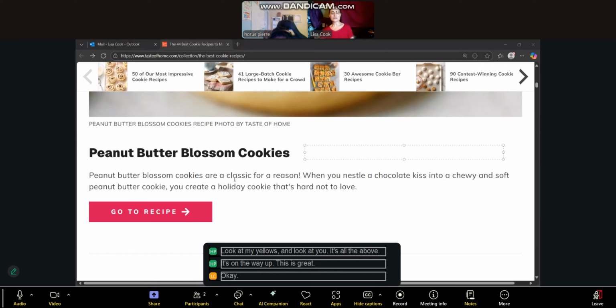Okay. It's a classic for a reason. You turn it into a chewy, soft peanut butter cookie. So what would you have to do first? Make what? Make peanut butter cookie, okay? One detail is classic. Two, start with peanut butter cookie.